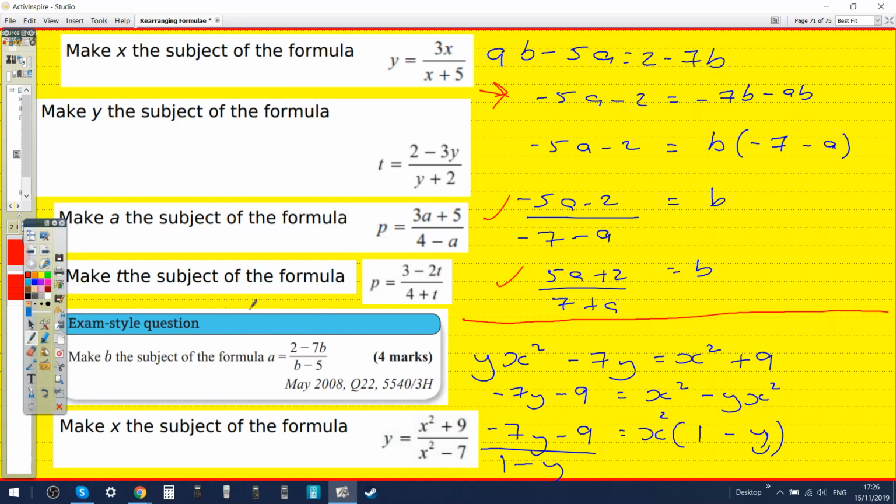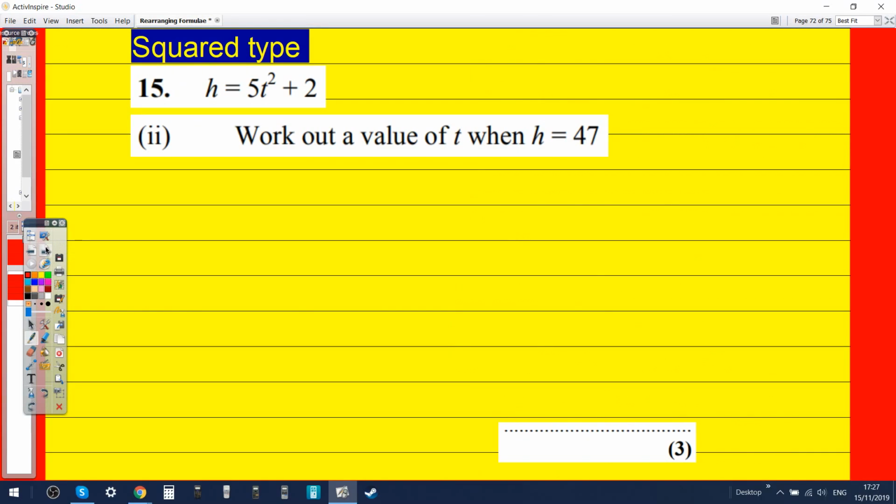Well done. Hang on. So that's x squared equals. Is that it? Oh, and then square root the x squared. Yes. So square root the whole fraction. That's it. And I believe because it was equal to x squared, it would have to be plus or minus. Yeah, that's a very tricky one.